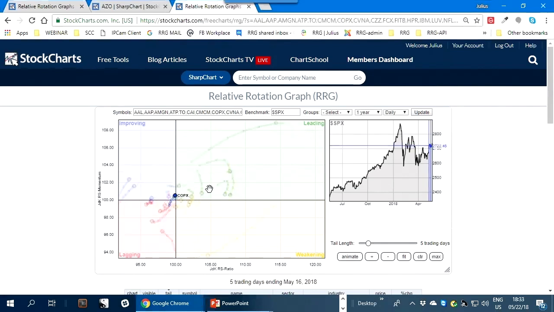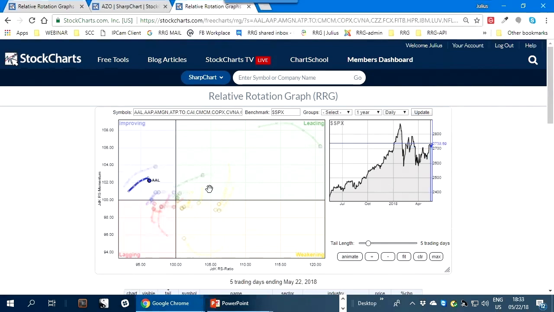COPX looks nice. Yeah, it's close to the benchmark, but you see that it made a nice rotation and it's now pushing into leading. So I'd like to take a look at that one. Disney, very close to the benchmark, improving. If I'm not coming up to 9 stocks, then maybe. FCX in improving, gaining on both axes. That's interesting. I'd like to see that one.